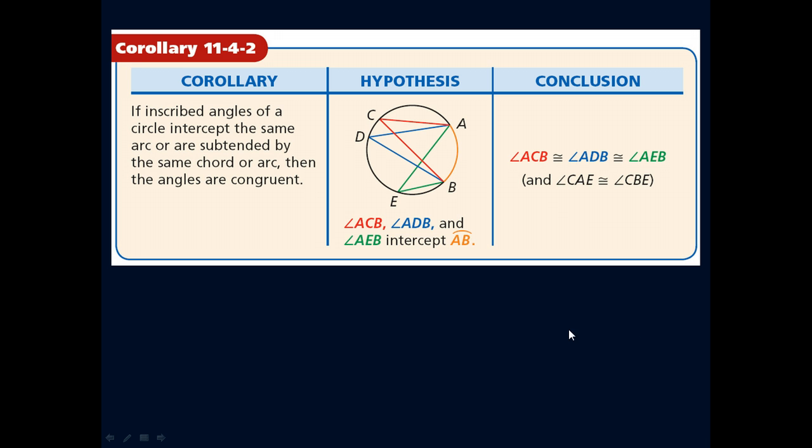The angles are congruent. So we have ACB, ADB, and AEB, and they all intercept AB. So that means that ACB, ADB, and AEB are all congruent angles.